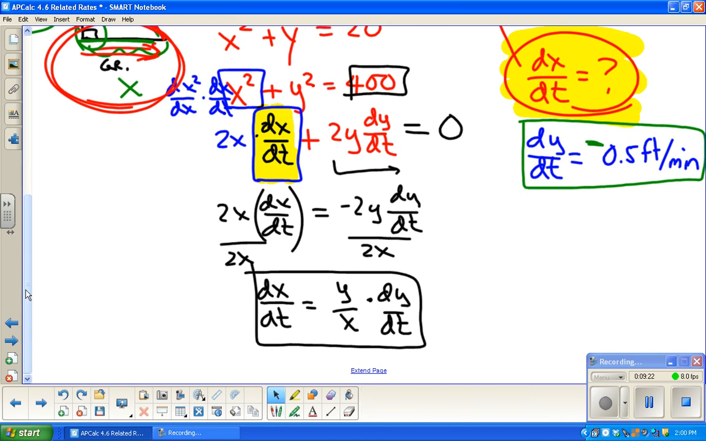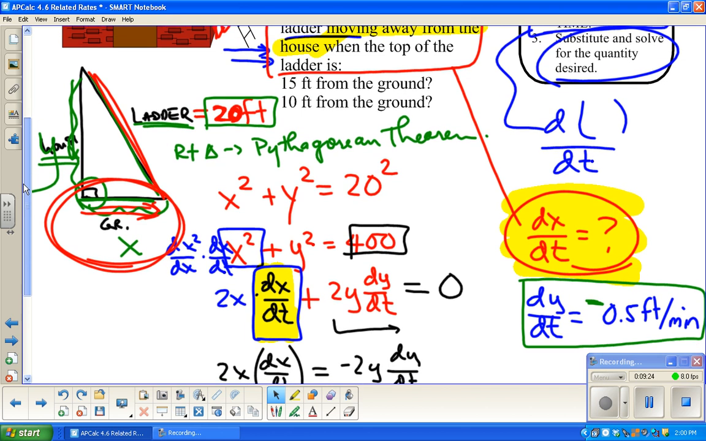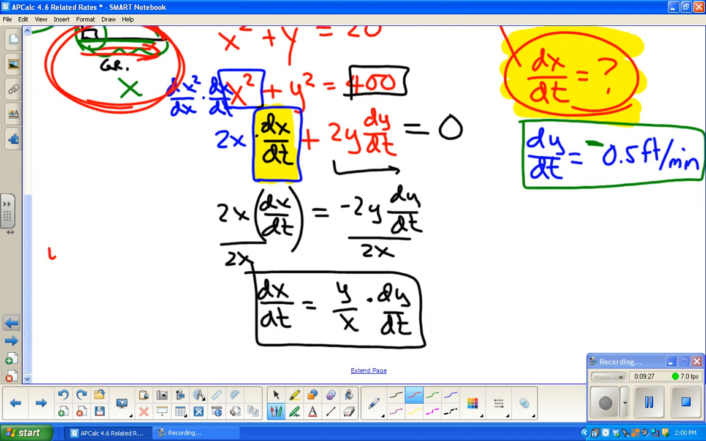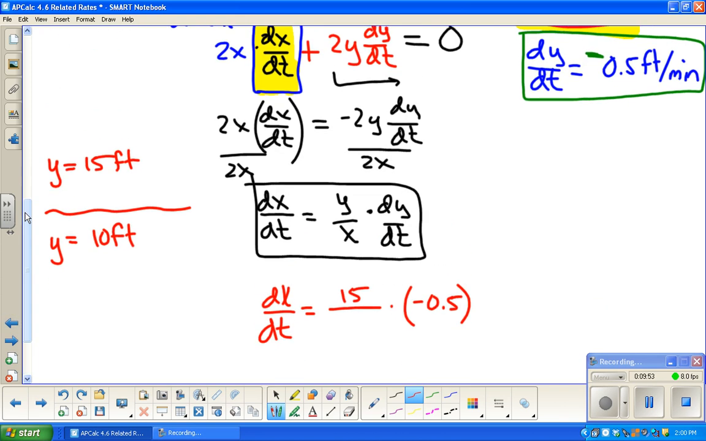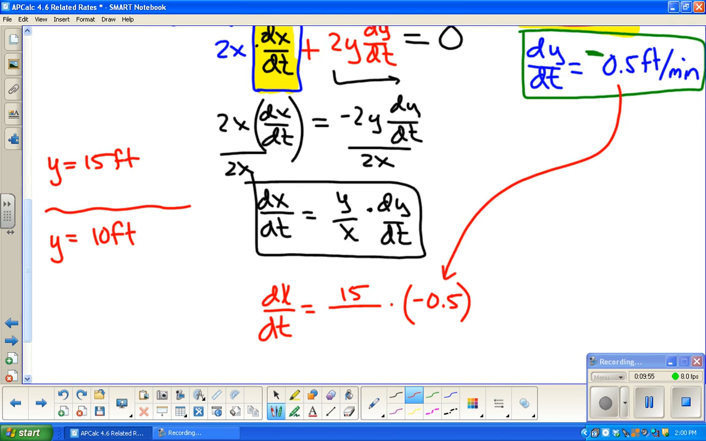Okay, so quick little note. We want to find out when y is 15 feet, and then I also want to find out when y is 10 feet from the ground. Okay, and dy/dt is negative 0.5. So dx/dt equals 15 over... Okay, so this comes in here. The 15 goes in here.